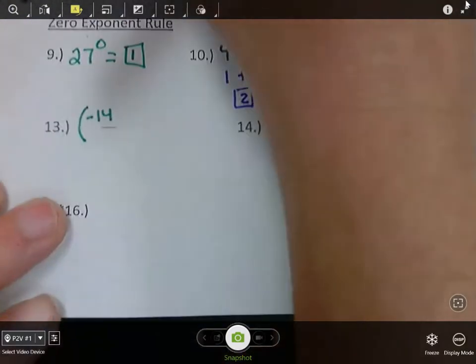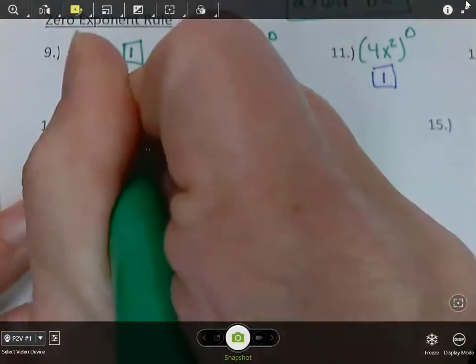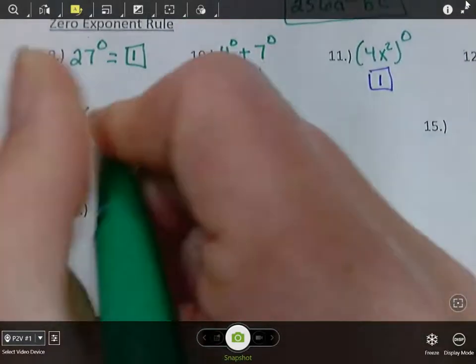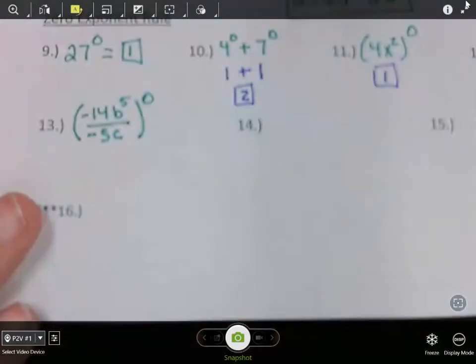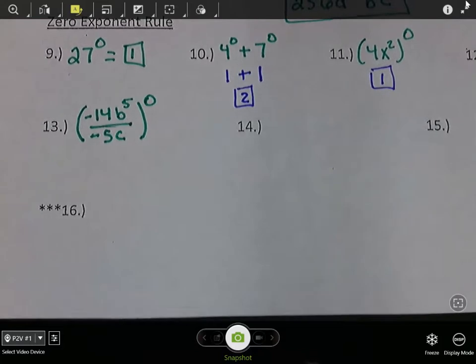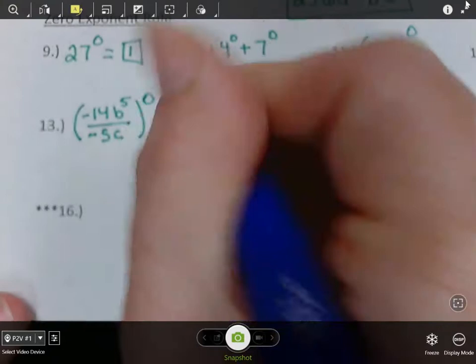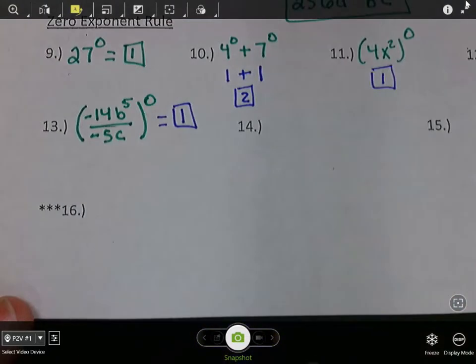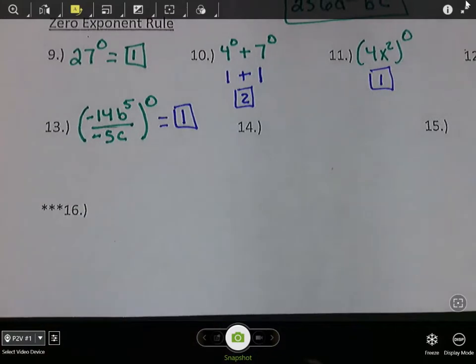Number 13. Negative 14b to the 5th over negative 5c, all raised to the 0 power. It's 1. Why? Because the whole thing is raised to the 0 power, not all these bits. That's kind of easy though. That's too easy.